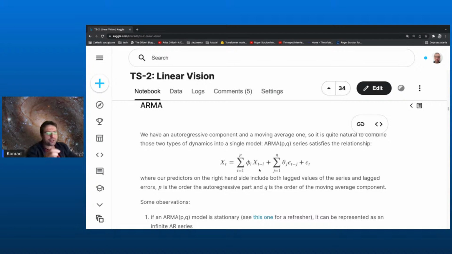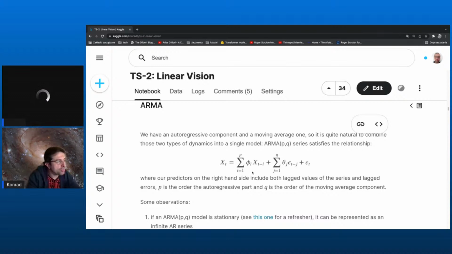ARIMA. We put the two and two together. A process that has both components.